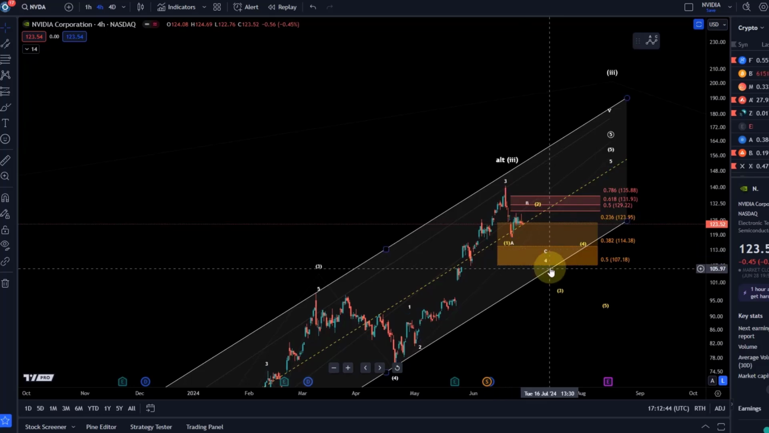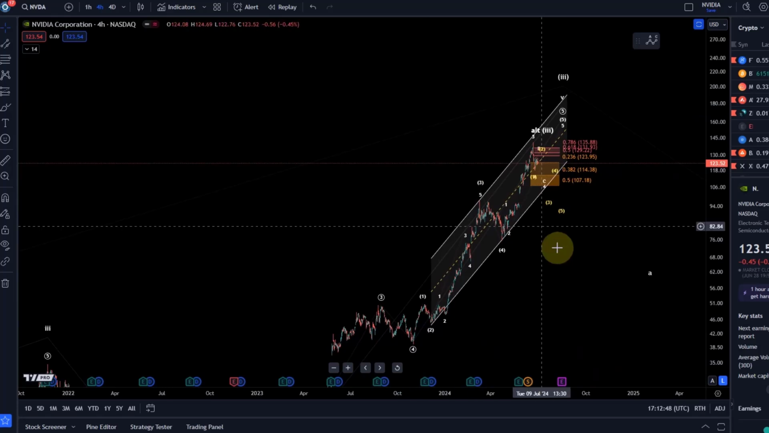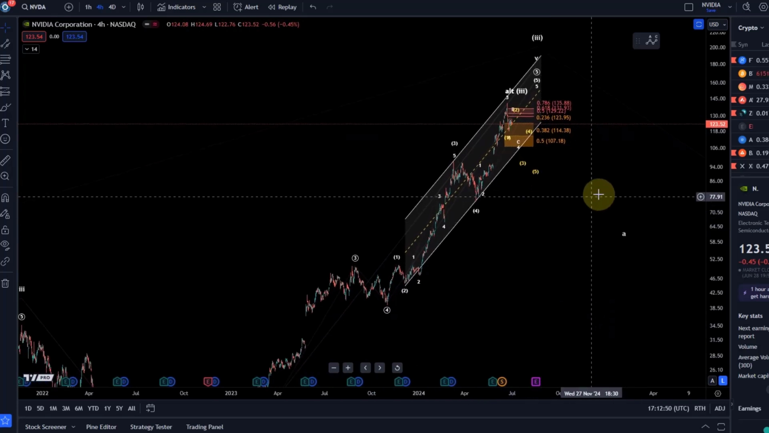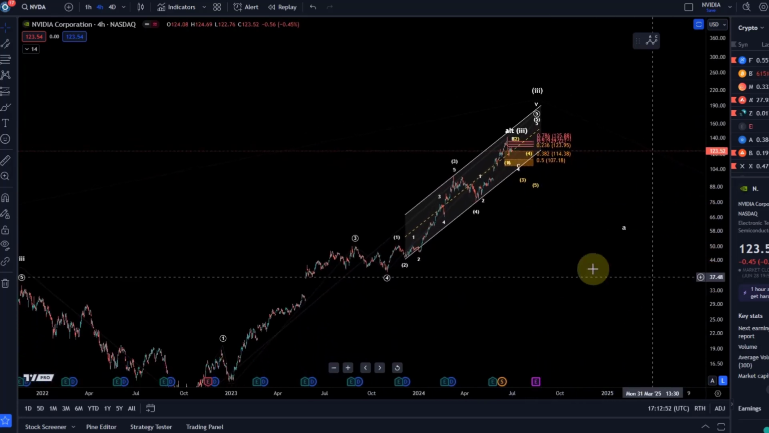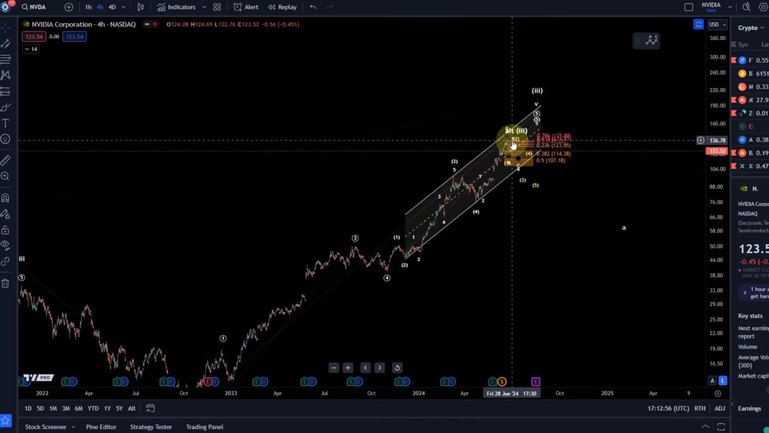Then we can see if support holds. So that's important as well. And then obviously what we shouldn't forget about are the relevant Fibonacci levels. Now we can see it visually here that Nvidia has basically reached all the upside expectations.